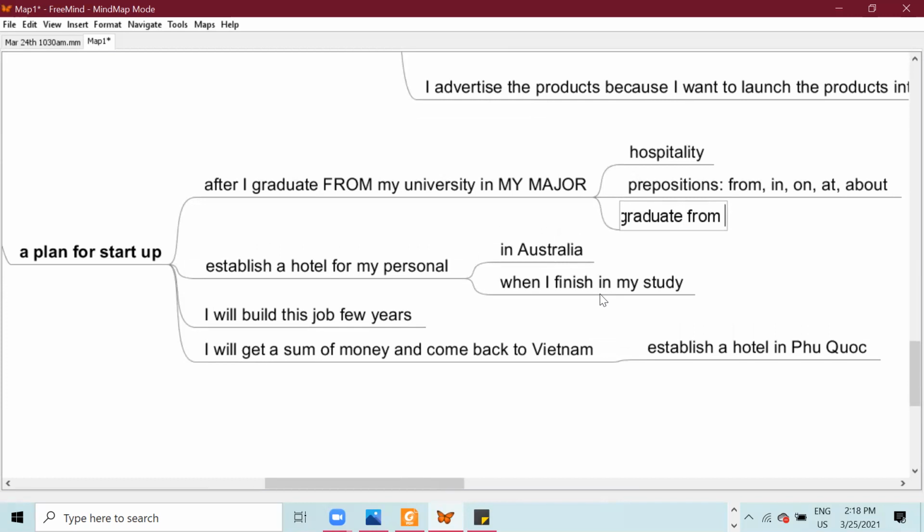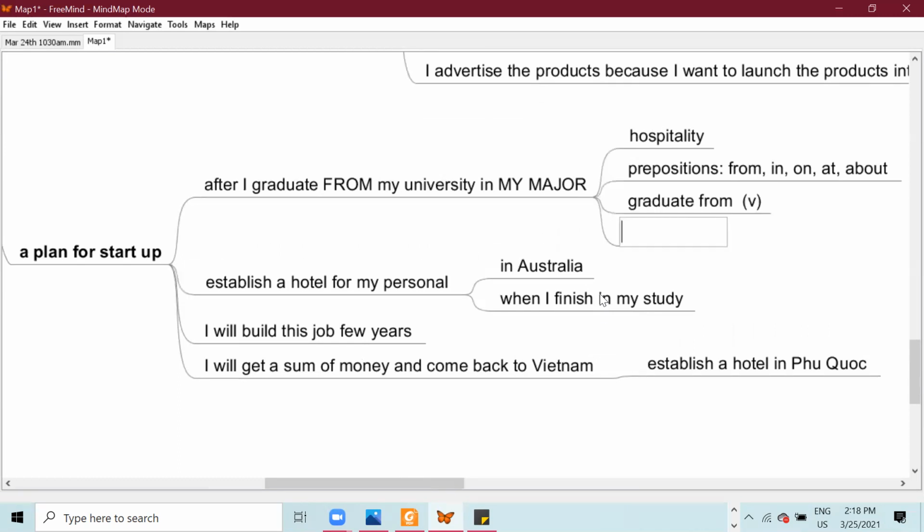So here we have the phrase graduate from a university, for example. For you to say that you graduate from a university, you can say that you gain a degree, okay, from what university? Like here, you want to study hospitality, so you can say I gain a degree from my hospitality university. After I graduate from my hospitality university. No need to use the word major here.